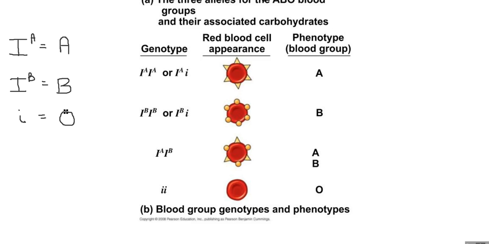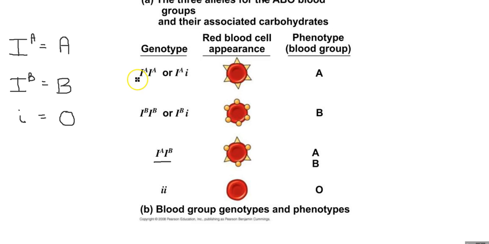And please notice here that the O allele, the lowercase i, is lowercase because that is recessive. But the A and the B, we are using superscripts there because those are codominant alleles. So if we look at this individual right here who has AB blood, their genotype would be I^A I^B, and they have both of those cell surface markers. Those cell surface markers are not showing some intermediate, they are both displayed, so those are codominant alleles.